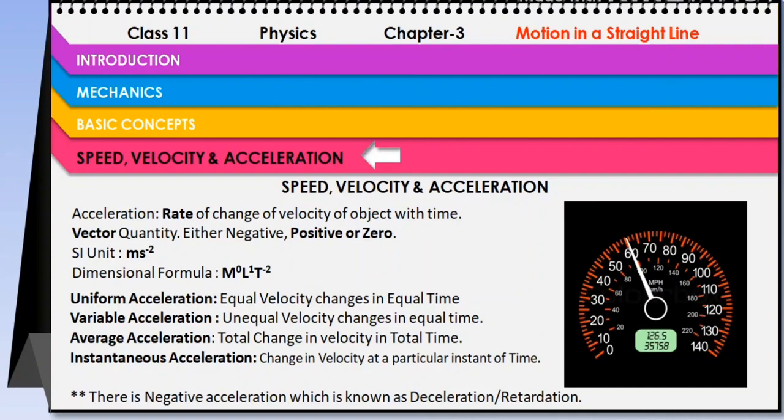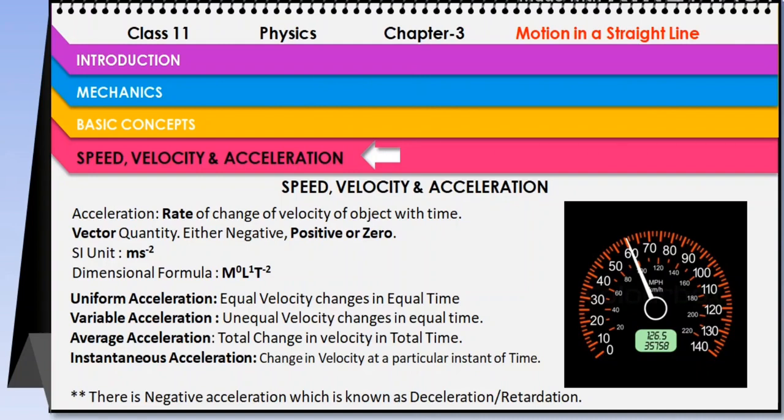Now, talking about acceleration, acceleration is the rate of change of velocity of an object with time. As it depends on velocity, we say that acceleration is also a vector quantity. So acceleration may be either negative, positive or zero. SI unit is meter per second square. That is why the dimensional formula will be changed accordingly: M0 L1 T-2.